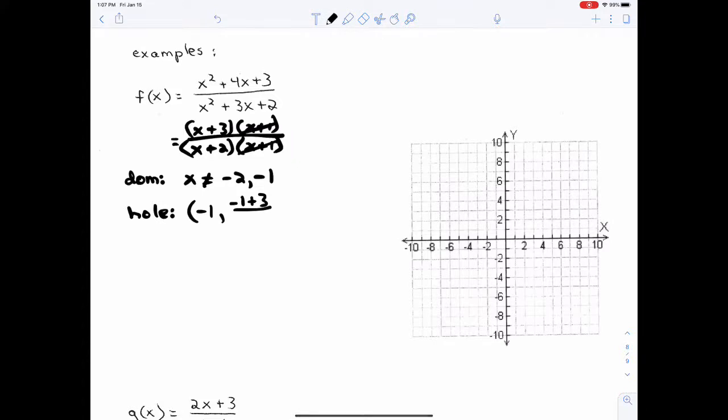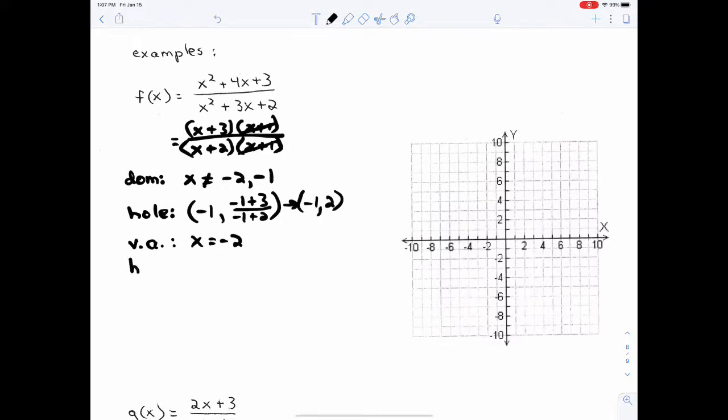-1 plus 3 and -1 plus 2. So that's -1, comma, what would that be? 2 over 1. Okay. Let's look at the vertical asymptote. Remember, the vertical asymptote is whatever's left over in the denominator. So that's x equals -2.